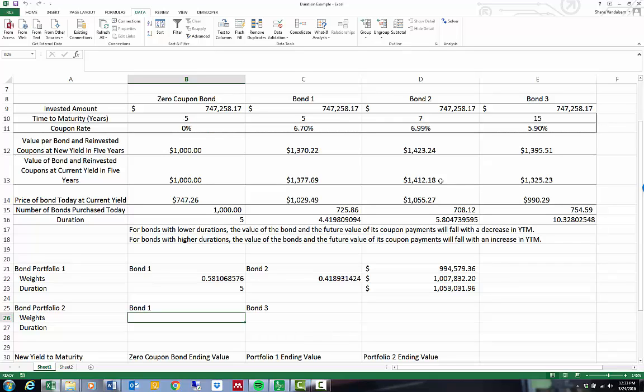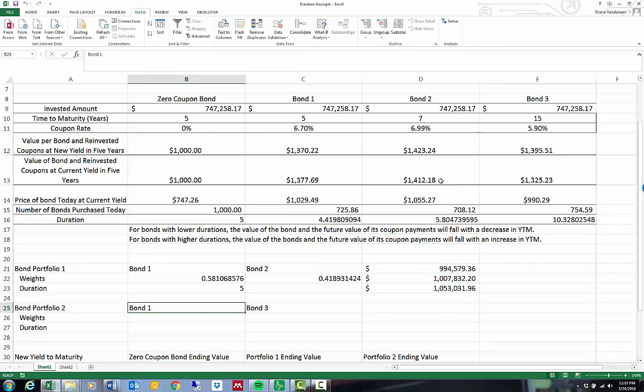For portfolio 2, you'll see I have bond 1 and bond 3. We only have 2 portfolios because we don't want to mix bond 2 and bond 3, and that's because they both have a duration greater than 5. So we want our money in 5 years, so we want our bond portfolio to have a duration of 5. We can't get that with these 2 bonds unless we have a negative value or a negative weight for one of the bonds.